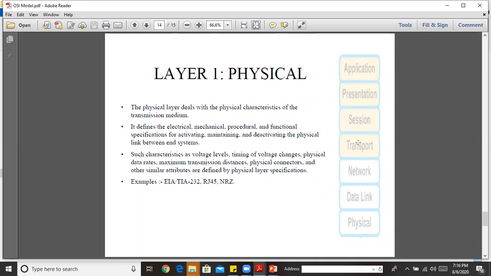Physical constraints of the transmission medium. It defines the electrical, mechanical, procedural, and functional specification for activating, maintaining, and deactivating the physical. So anything physical, this is where it is found. Then such characteristics as voltage level, timing of voltage, physical data rates, maximum transmission distance, physical connectors, and other similar attributes are defined by the physical layer specifications.